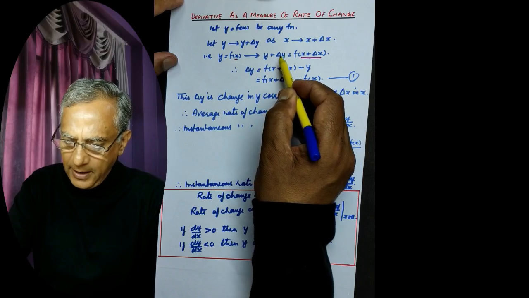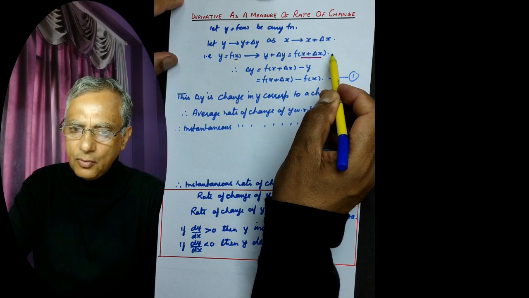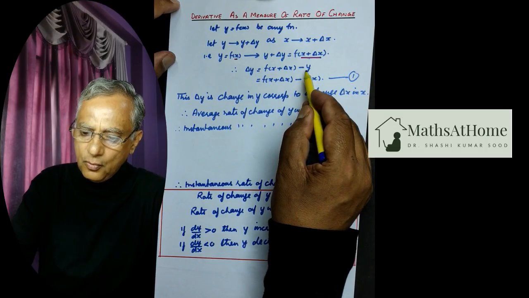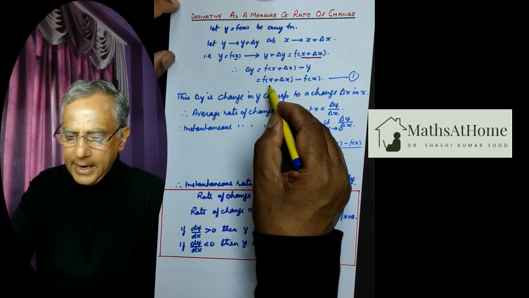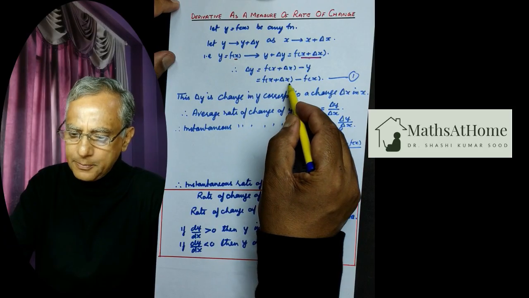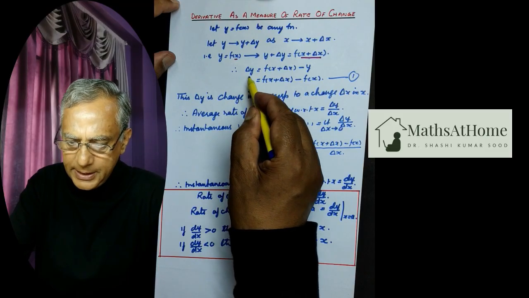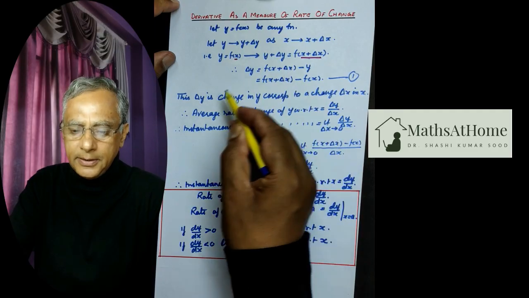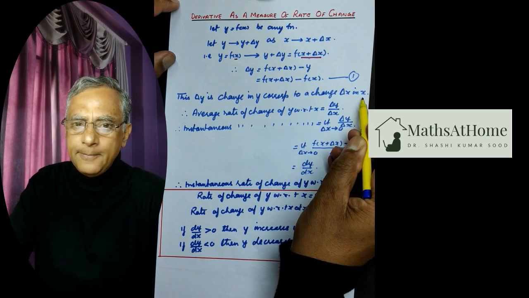Therefore delta y is equal to f(x plus delta x) minus y. But y is equal to f(x). So we can write delta y is equal to f(x plus delta x) minus f(x). This delta y is the change in y corresponding to a change delta x in x.